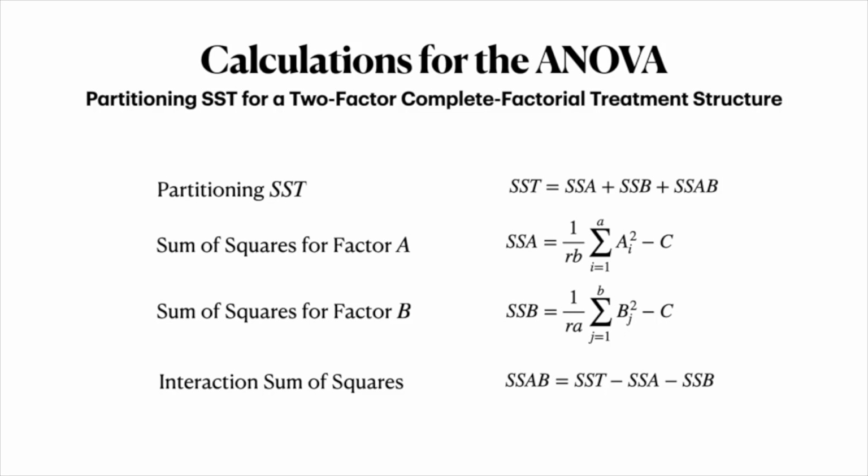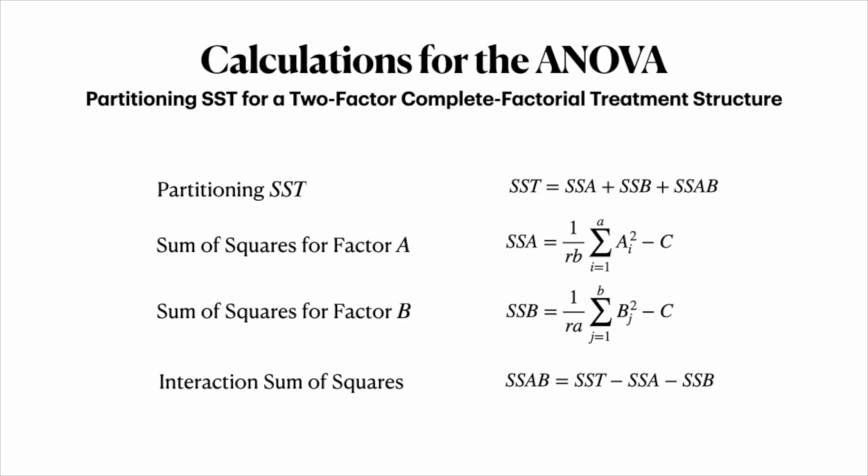All right, next we calculate the sum of squares for factor B, SSB. That's equal to 1 over R times A, little a being the number of levels of factor A. We multiply that by the sum, j going from 1 to little b, of the square of the B sub j values. And then once we have that, we again subtract the correction factor C.